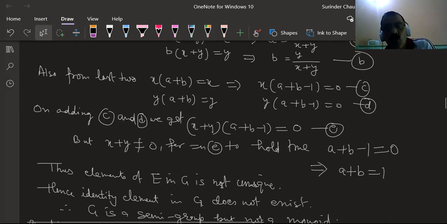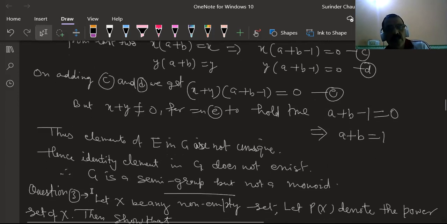Thus the elements of G are not unique. Hence the identity element in G does not exist. Therefore, G with binary composition multiplication of matrices does not form a monoid. It forms a semigroup, but does not form a monoid.